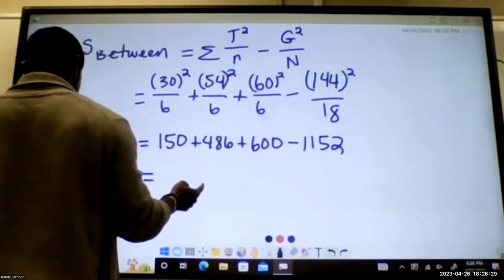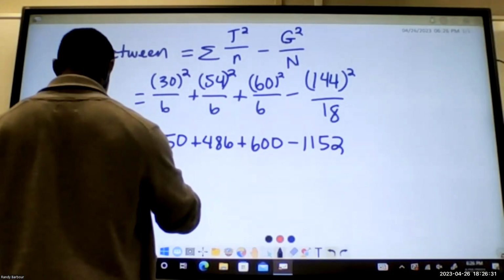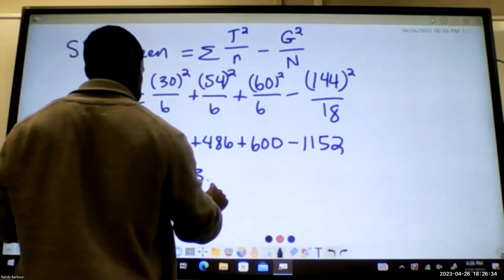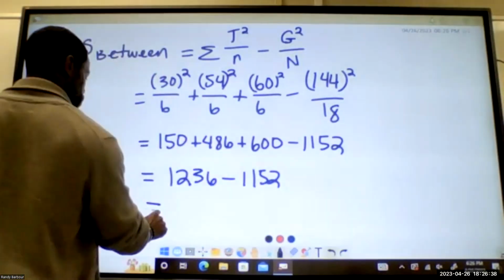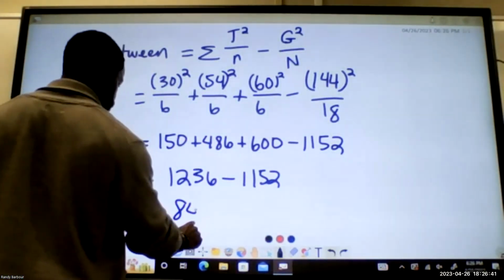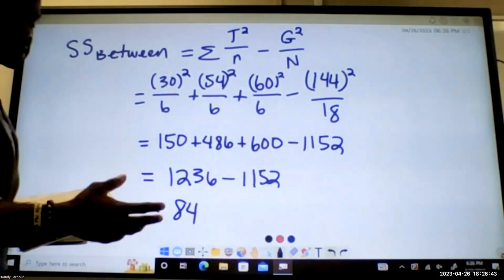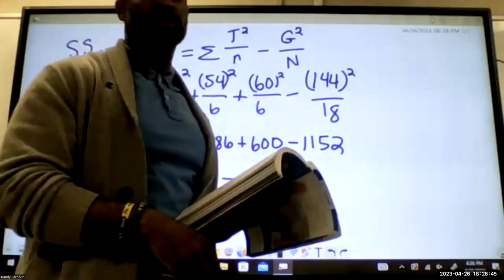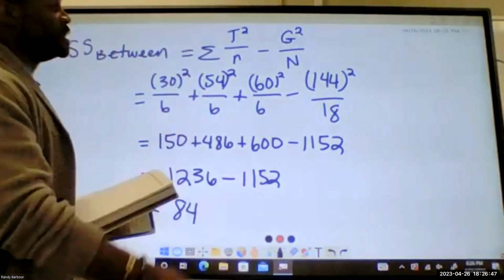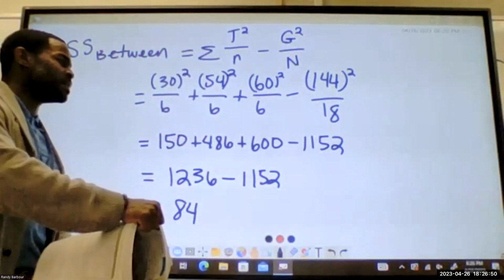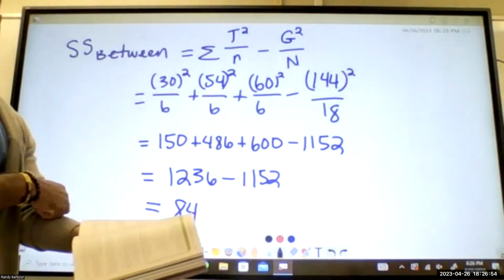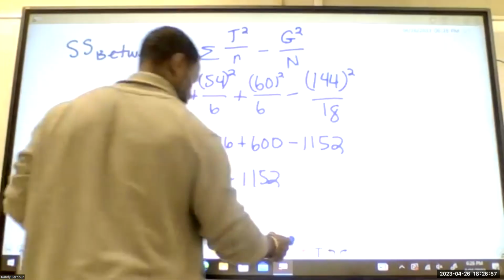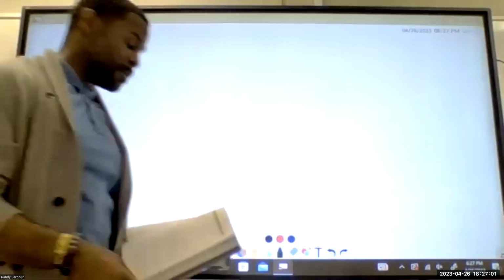Take a step further. Adding all these up, this is 1236, minus 1152 equals 84. So that gets me to the same value. I just subtracted the within sum of squares from the total sum of squares, and I get the same thing. This is just a little more tedious, but sometimes you may have to calculate it, and you may have to calculate that in the exam, so be mindful of that.